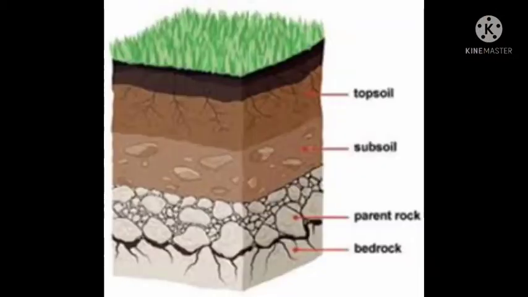Students, you can see soil having layers. The topsoil with organic matter, then subsoil, after that weathered parent rock, and at last bedrock or parent rock. Students, what are the factors that affect soil formation?